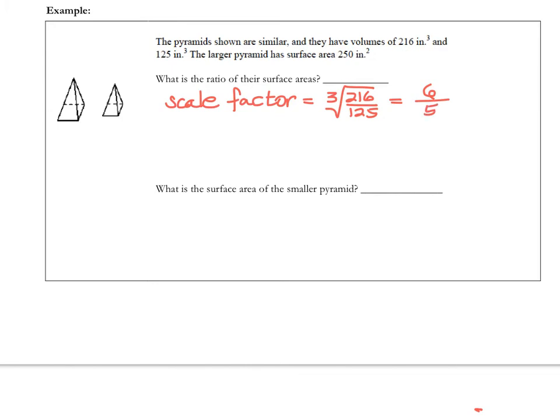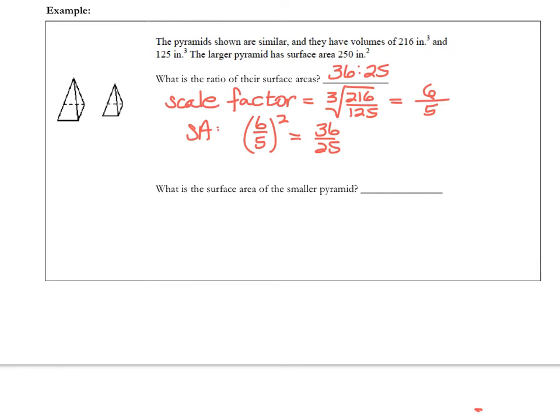So the surface area ratio should be the square of the scale factor. That should be a 6 to 5 squared ratio, or 6 squared to 5 squared. So 36 to 25 is their surface area ratio.